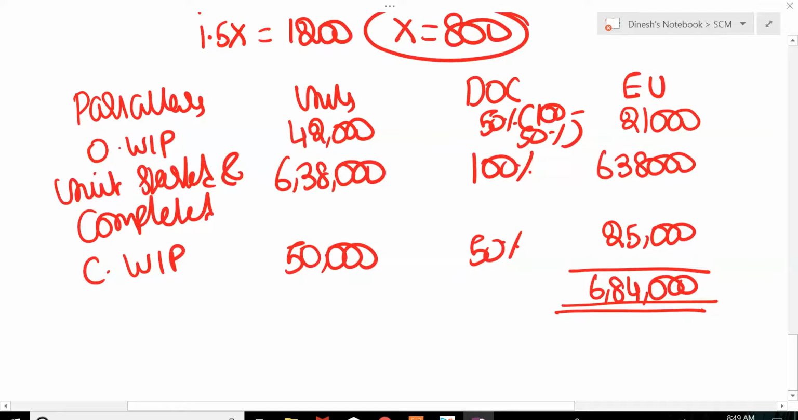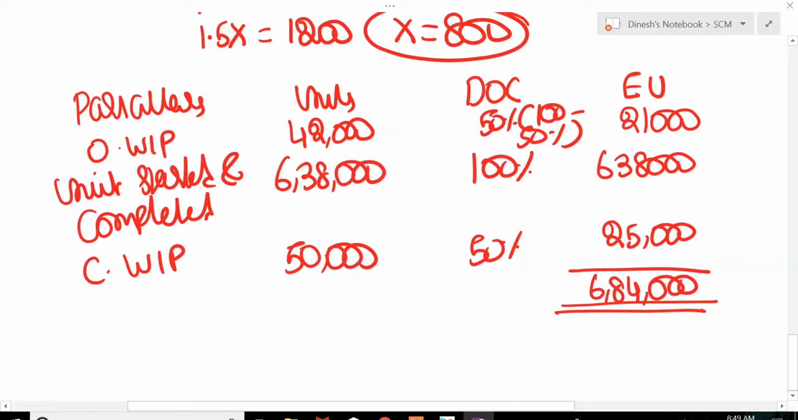So the only thing is your actual output is 6,84,000. You can ignore everything else now in the question. Now the question is a normal fixed overhead problem where the production is not 680, the production is 684. Apart from that, all analysis remains the same: chart, calendar, with calendar, without calendar, everything is going to remain same. So I'm not going to teach anything new.